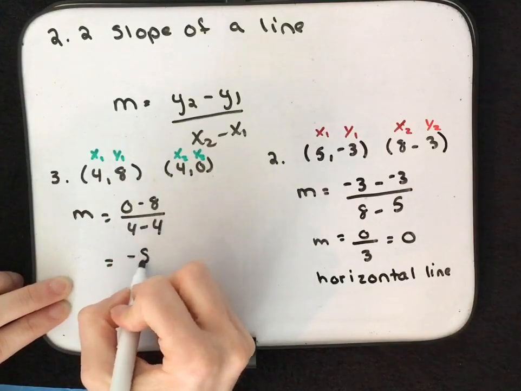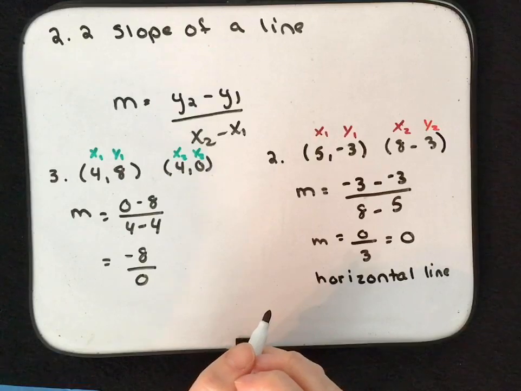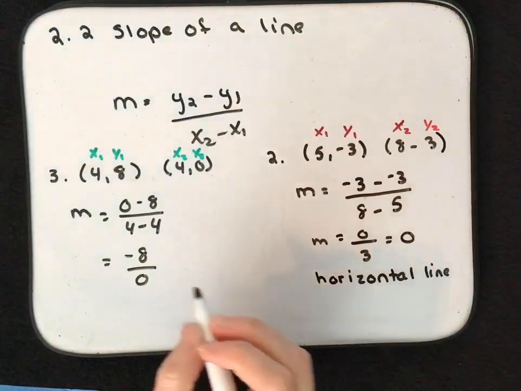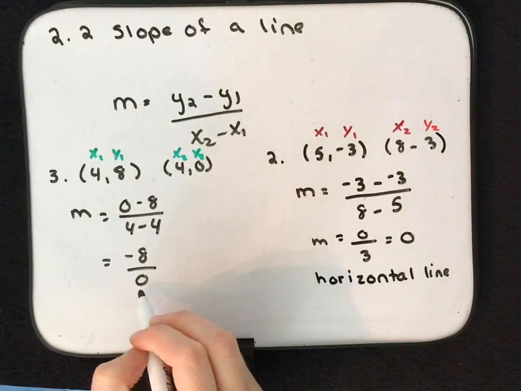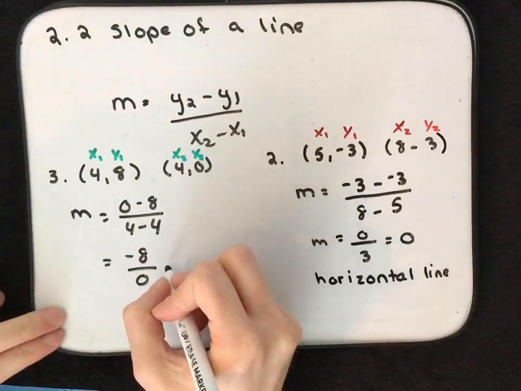0 minus 8 is negative 8. 4 minus 4 is 0. But that should send off some red flags. We cannot have 4 minus 4 equals 0 on the bottom because 0 in the denominator is undefined. So this slope is undefined.